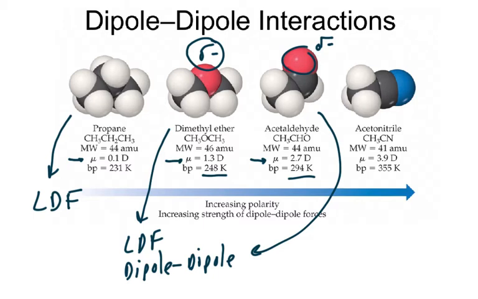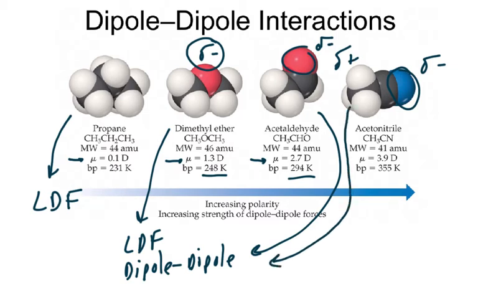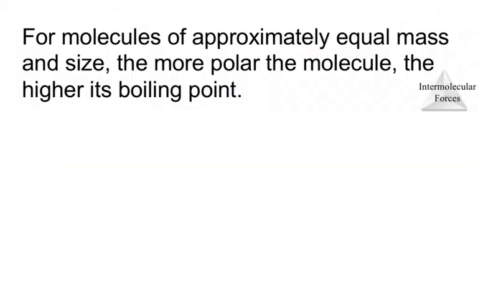In the last one, you've got a nitrogen all the way to the edge here, making this side partially negative. This side's partially positive. Again, this molecule also exhibits LDFs and dipole-dipole, but because this molecule is the most polar with 3.9 debyes, the strength of the dipole-dipole in this molecule being greater will result in a higher boiling point. So for molecules that are approximately of equal mass and size, like the ones we just saw, the more polar the molecule, the higher the boiling point will be.